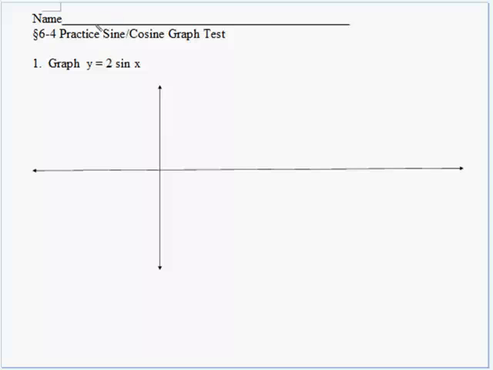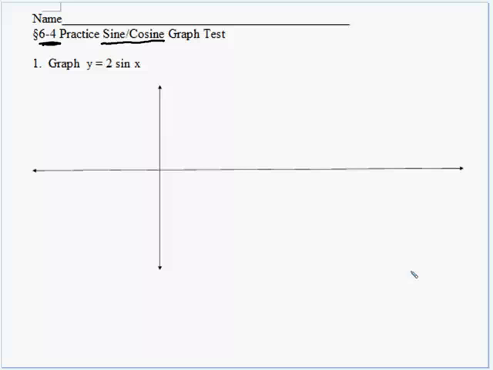Okay, in this video we're going to do some practice problems to get ready for the test on section 6.4, and that's just covering the graphs of sine and cosine. So let's start with a nice easy one. We want to graph y equals 2 sine of x.